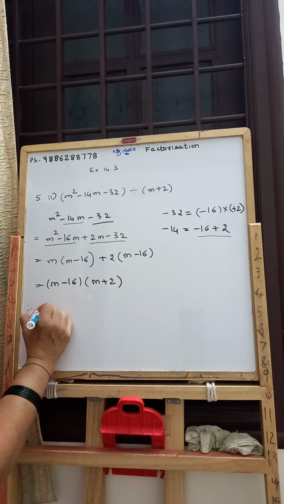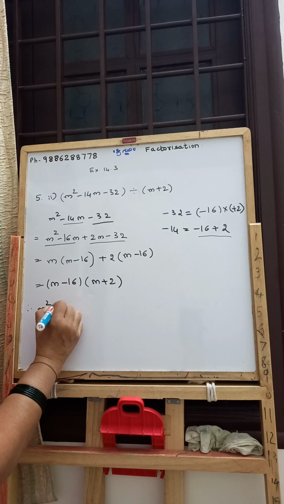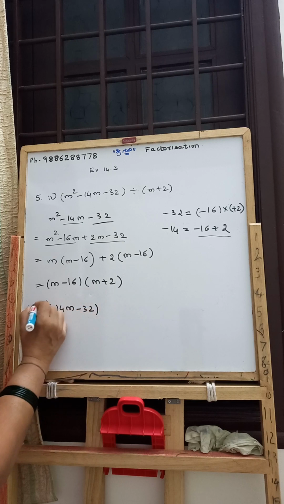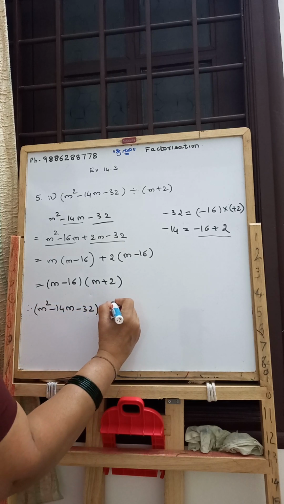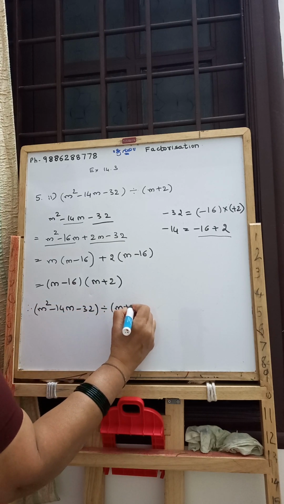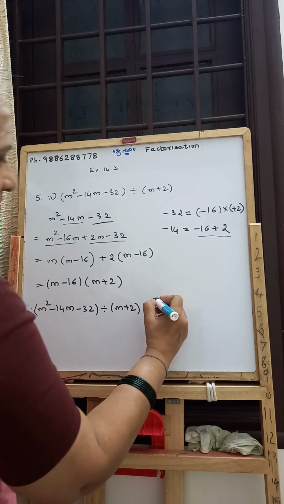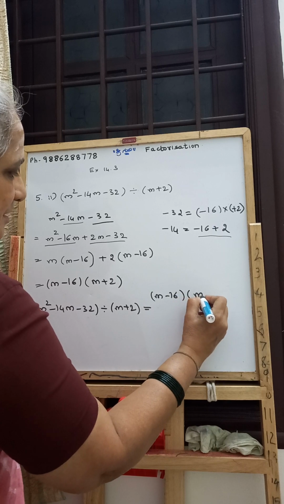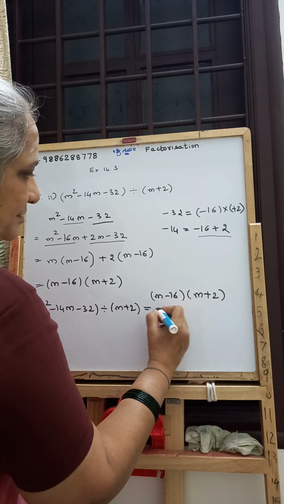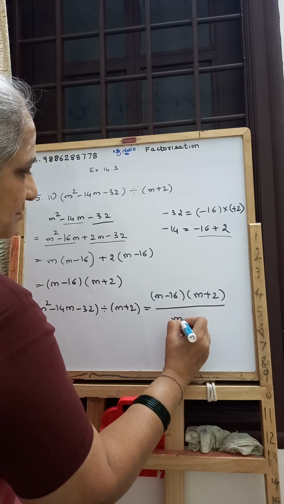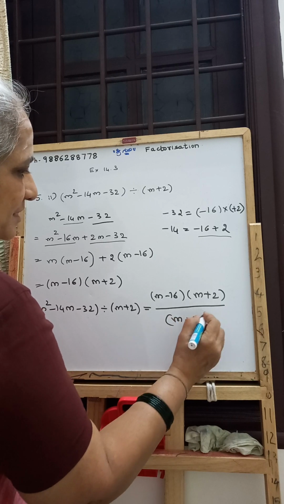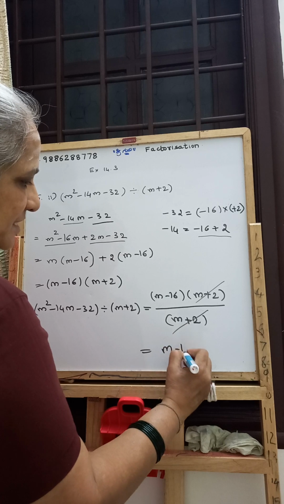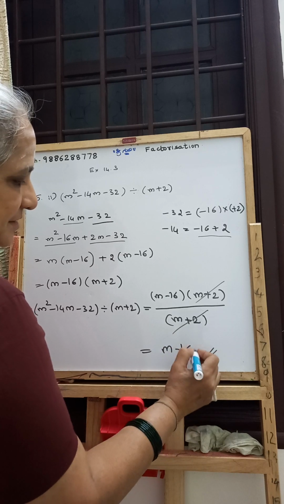Therefore, the required division will be as follows. This is equal to m minus 16 into another bracket m plus 2, whole divided by m plus 2. Here this m plus 2 expression gets cancelled. We are left with m minus 16.